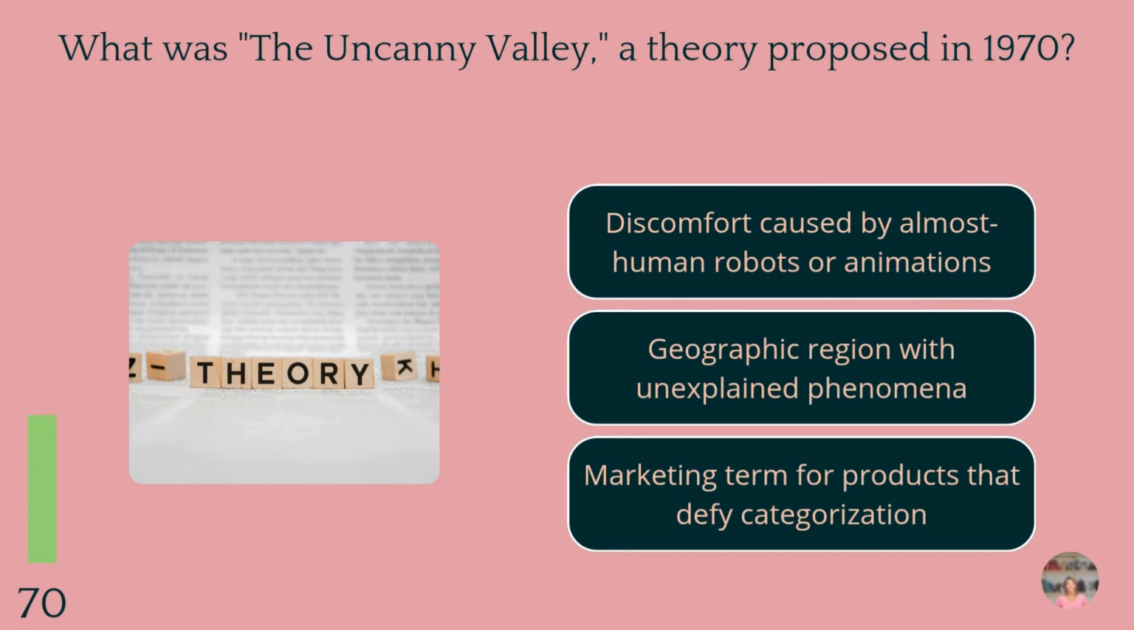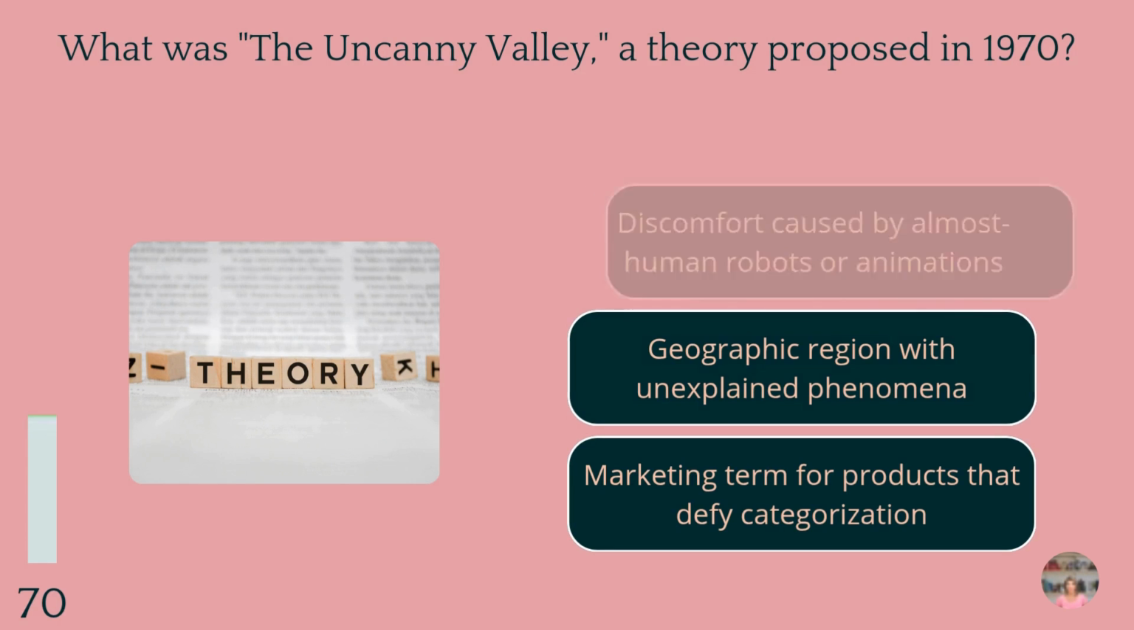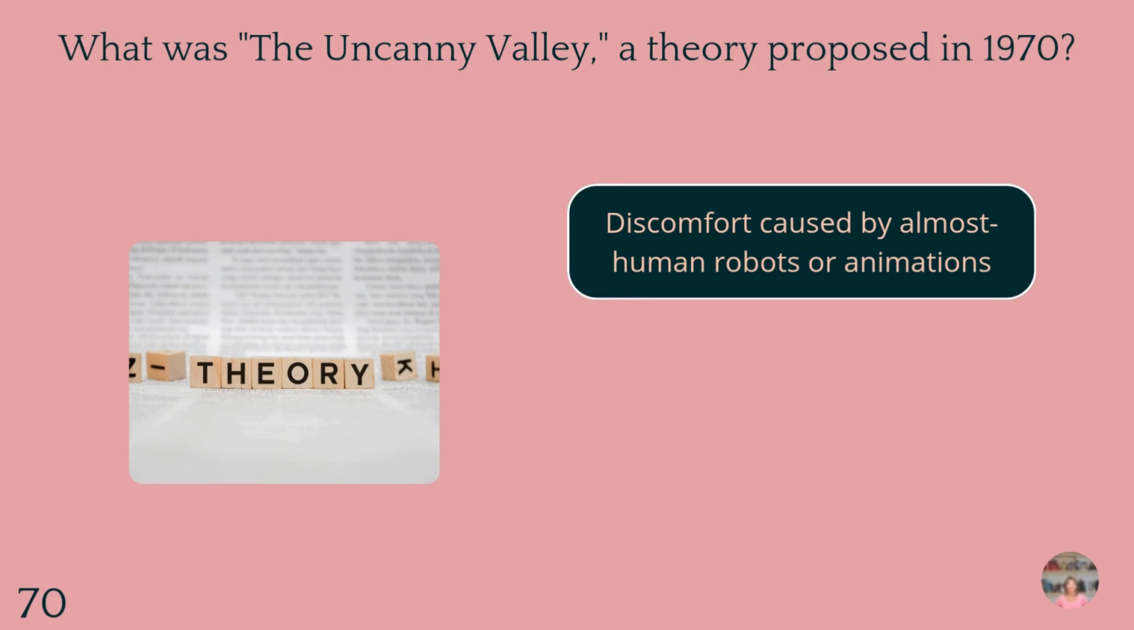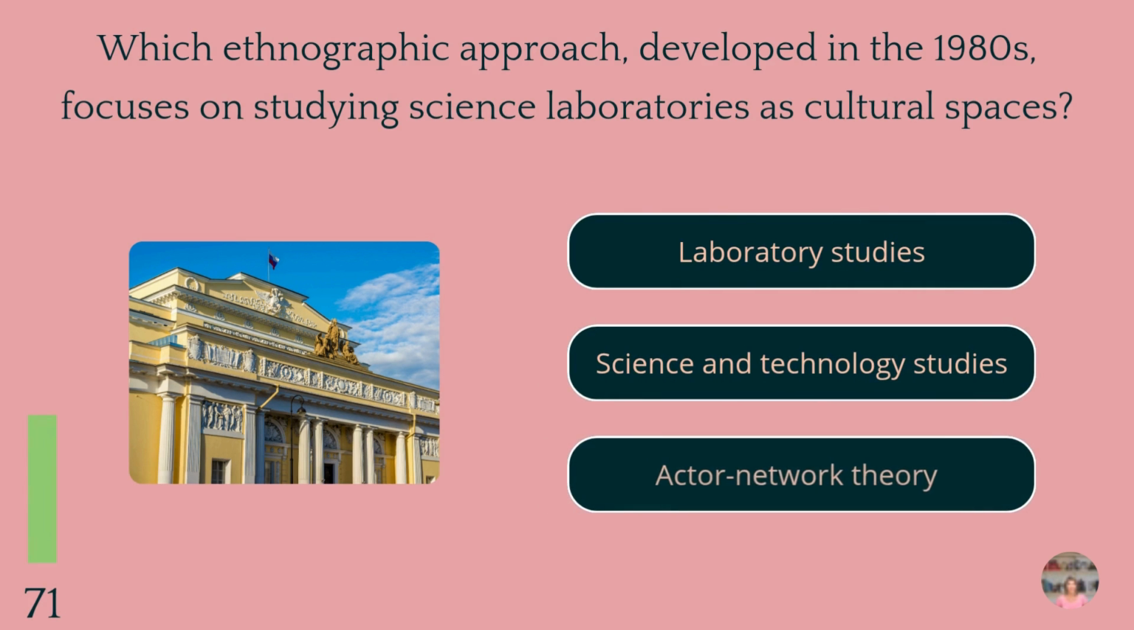What was the uncanny valley, a theory proposed in 1970? Discomfort caused by almost human robots or animations, geographic region with unexplained phenomena, or a marketing term for products that defy categorization? Discomfort caused by almost human robots or animations.